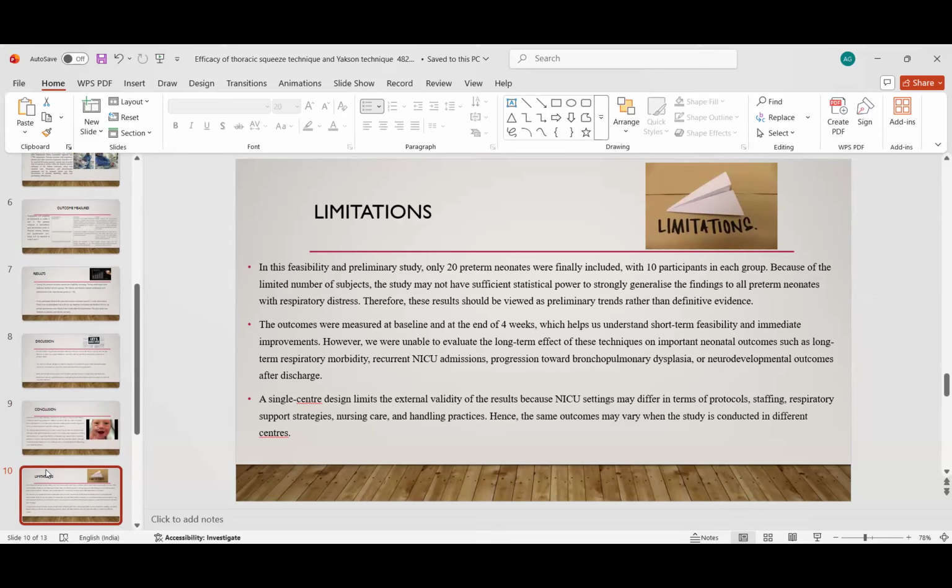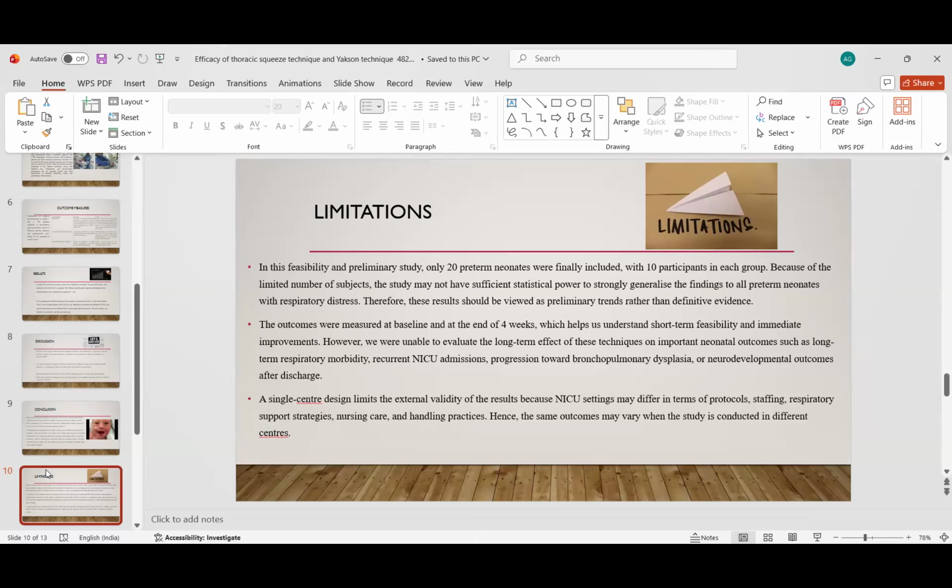The outcomes were measured at baseline and at the end of 4 weeks, which helps us understand short-term feasibility and immediate improvements. However, we were unable to evaluate the long-term effect of those techniques on important neonatal outcomes such as long-term respiratory morbidity, recurrent NICU admissions, progression towards bronchopulmonary dysplasia, and neurodevelopmental disorder.